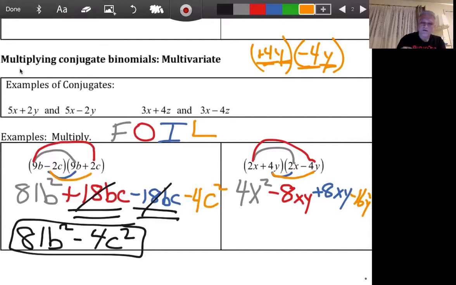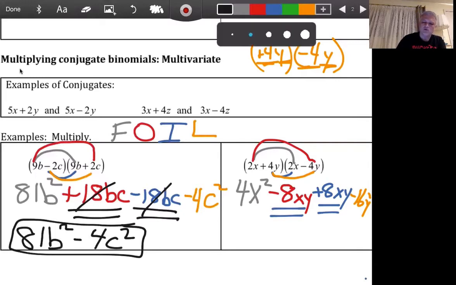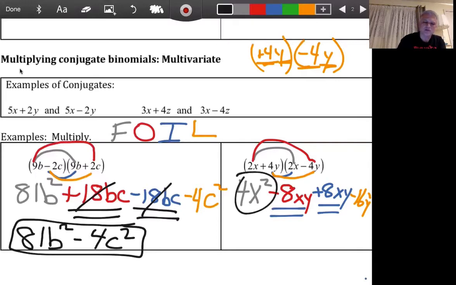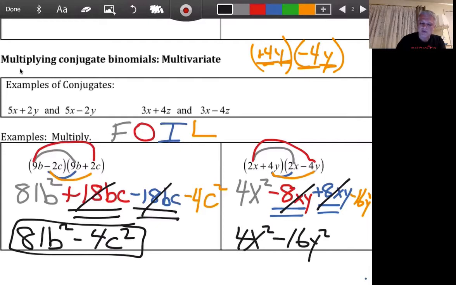Okay, so these are conjugates, and look at those beautiful middle terms. All right, so 4x squared has no like terms. Let's bring it down. Those two middle terms, minus 8xy plus 8xy, cancel out to 0. So it's like plus 0, which won't change my answer. Minus 16y squared has no like terms. I bring it down. Cool beans, hot potatoes.